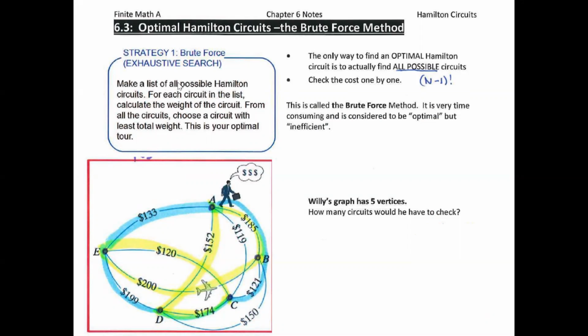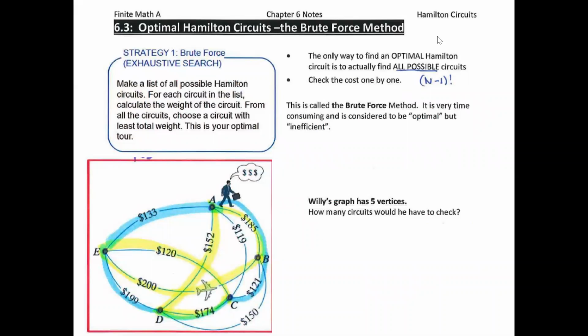You basically make a list of all the possible Hamilton circuits. For each circuit in the list, you calculate the weight of the circuit, and the weights are basically the amount it costs to travel from point A to point B. From all the circuits, you choose the circuit with the least total weight. This is going to be your optimal tour, which makes sense because it's also the least expensive cost to travel from point A to point B.